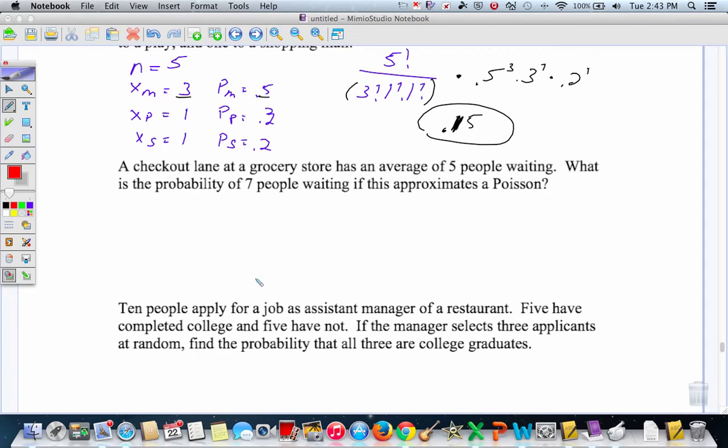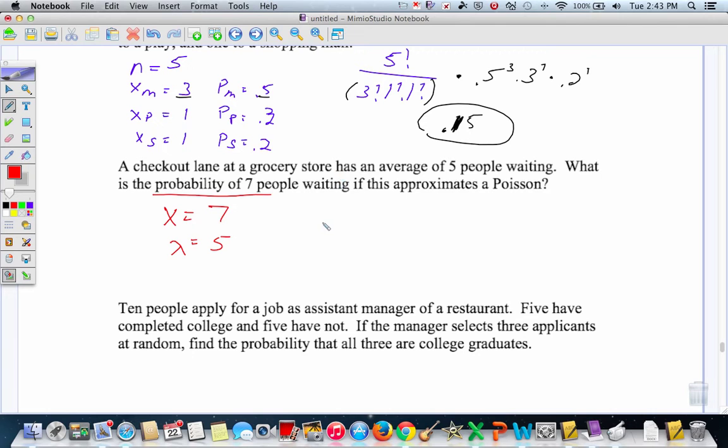Checkout lane at a grocery store has an average of 5 people waiting. What is the probability of 7 people waiting if this approximates a Poisson? Tells us the Poisson, which means I just need these 2 variables, x and lambda. X is probably the easiest one to pick out because it's a number we're trying to find the probability of happening. So we're trying to find the probability of 7 people waiting in line.